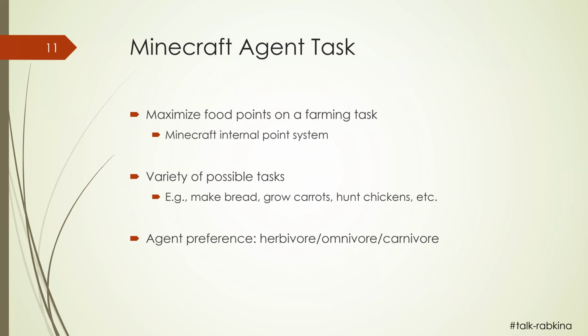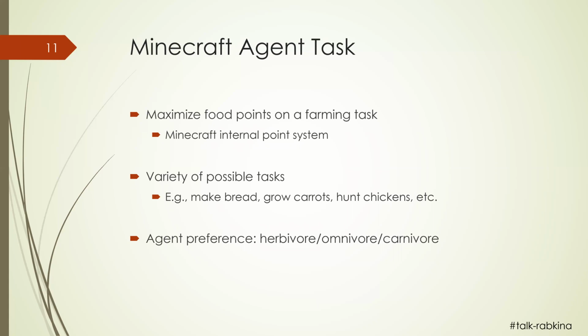The actual recognition task is trying to figure out what an agent that's doing a farming task is actually trying to do. That agent has the goal of maximizing its food points, which is based on Minecraft's internal food point system. And our agent, either the theory of mind agent or PANDA, is trying to recognize which specific farming task is taking place. So there are lots of possible tasks. Most of them are hierarchical. For example, if the agent is making bread, it first has to find some wheat seeds, and it has to grow the wheat, and then it has to fertilize it, pick it, etc.